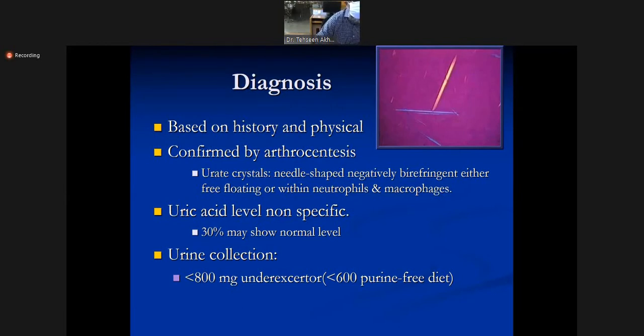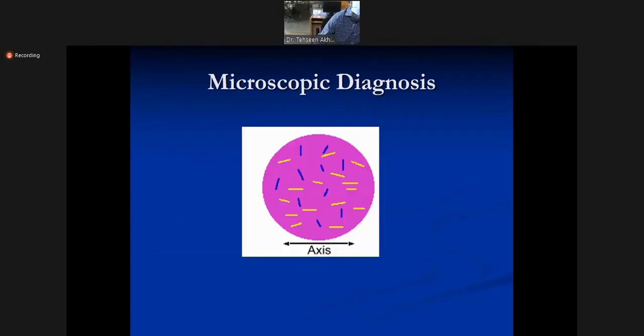Urine collection may show less than 800 milligrams of uric acid. This is underexcretion. On a purine-free diet, less than 600 milligrams. This is again microscopic. These crystals look like this. The negatively birefringent monosodium urate crystals.